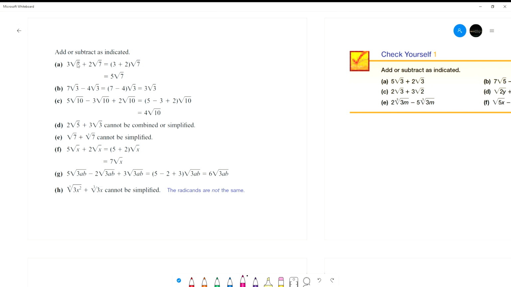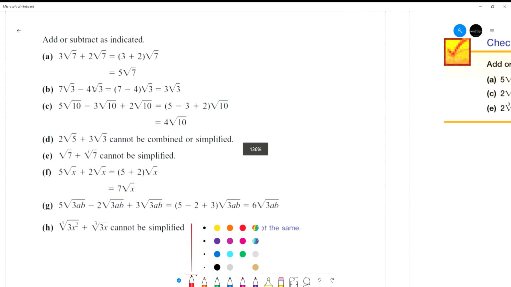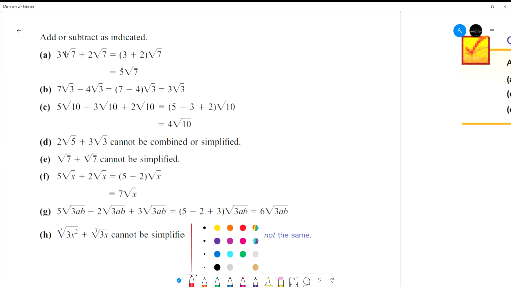Okay, today we will be adding and subtracting radical expressions. So we have 3 radical 3 plus 2 radical 7, and these are what we call like radicals. When the root is the same and the radicands are the same, we can combine these because they are like radicals. So we do 3 plus 2 is equal to 5 radical 7.